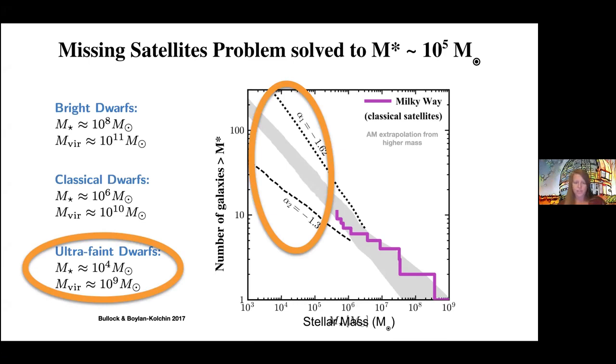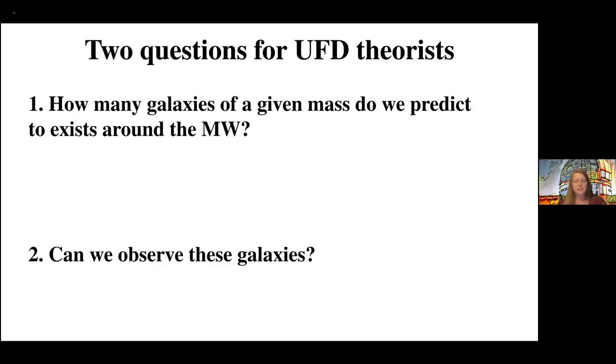Just to show you what you're seeing, this is from a review by Bullock and Boylan-Kolchin. We have the observations in purple, pretty much matching up with extrapolations from abundance matching in gray. But depending on what the faint end slope is, we might have a problem at the low mass end, or we might not. So this has left an unanswered question. And if we, as simulators or theorists, want to see if there is this problem, we need to answer some questions, or at least ask some questions with our simulations.